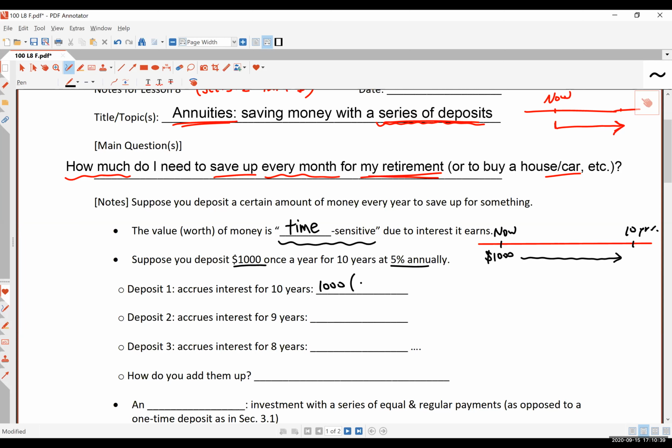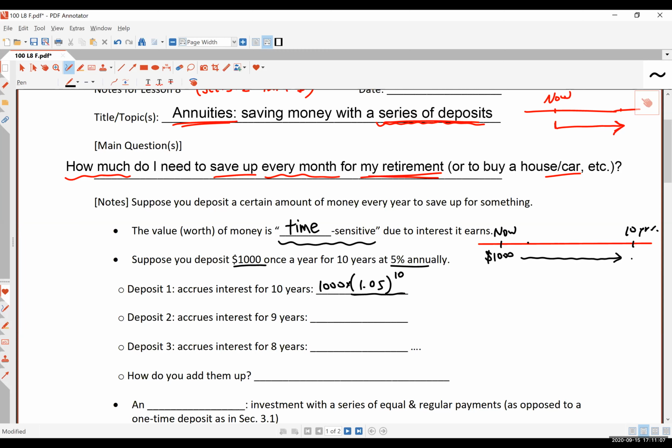It's 10 times 1.05, right? Because 1.05 is the 105%, represents 105% of $1,000. And it's going to do this for 10 compounding periods. So it's 1,000 times 1.05 to the 10th power, where you do this part first, okay? And that's how much you're going to end up with.